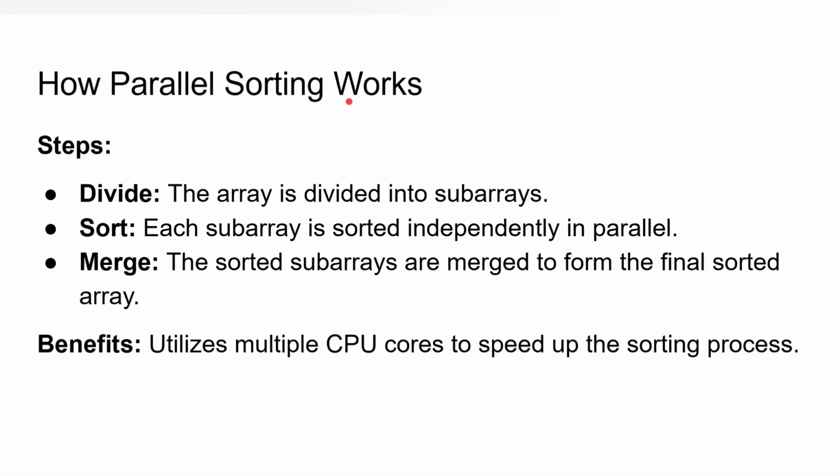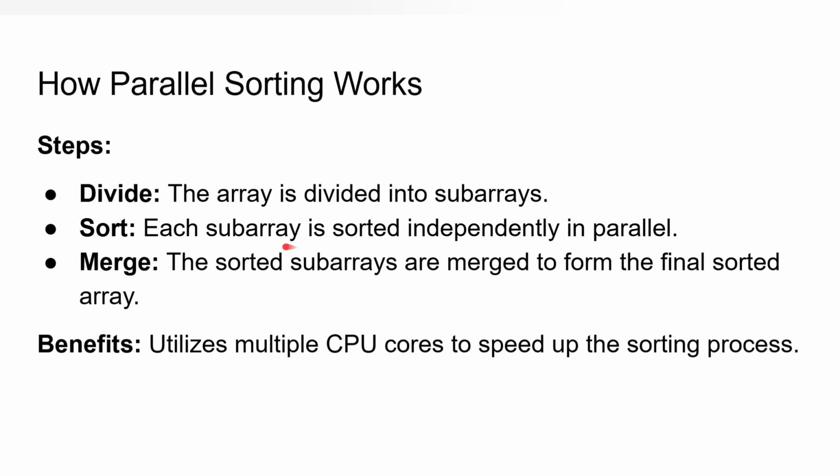So how does this parallel sorting work? First, it will divide the array into sub-arrays. Let's say you have 100 elements in the array. If it divides into 4 sub-arrays, then each sub-array will have 25 elements. After that it will sort. Each sub-array is sorted independently in parallel.